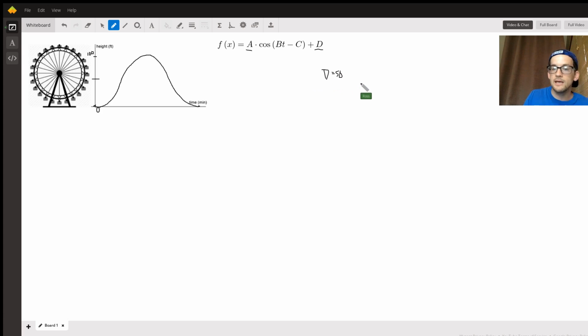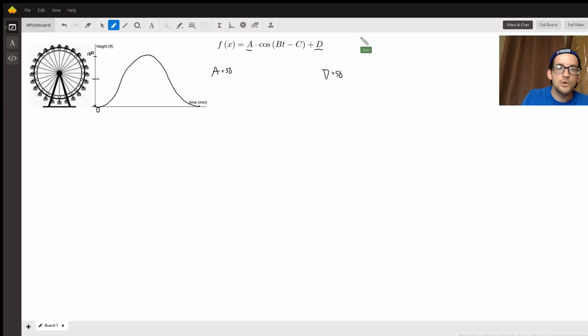The amplitude, again, has to be half of the distance from the top to the bottom. The total distance from max to min is 100. Half of that is also 50. That's not always the case in these problems, but in this case it will be. So A is 50, D is 50. Now let's just start there, and that'll make the rest easier.